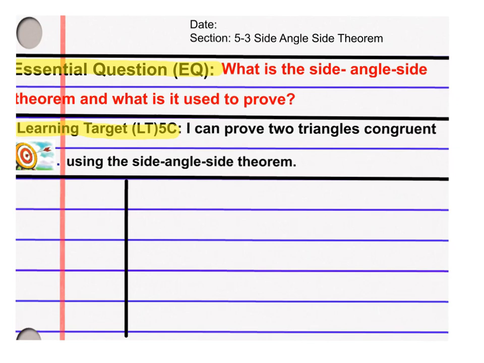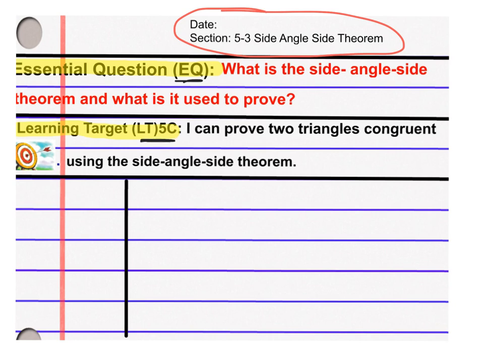All right, so this is our 5-3 side angle side or SAS theorem day. So please make sure you're putting the date and the topic on the top right of your notes. Then you're going to set up your lines for your Cornell notes. And our essential question today is, what is the side angle side theorem? What is side angle side, and what is it used to prove?